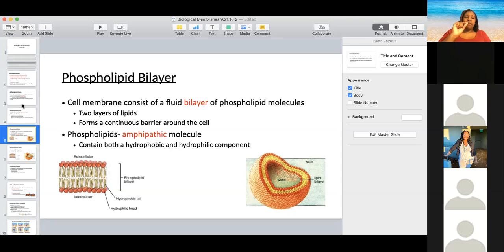Okay, this phospholipid molecule, write down the term phospholipid. Okay, you need to be able to describe to me properties of a phospholipid. One property is that it's an amphipathic molecule.